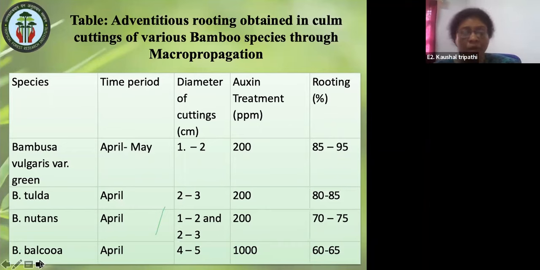Similarly, for Bambusa tulda also April, and a cutting diameter of 2 to 3 centimeters is more suitable, and 200 ppm of IBA is better for the rooting of Bambusa tulda. But for Bambusa balcoa, we need more auxin, 1000 ppm of IBA, and it gives a rooting of 65% with a thicker diameter size of 4 to 5 centimeters. Next slide, please.